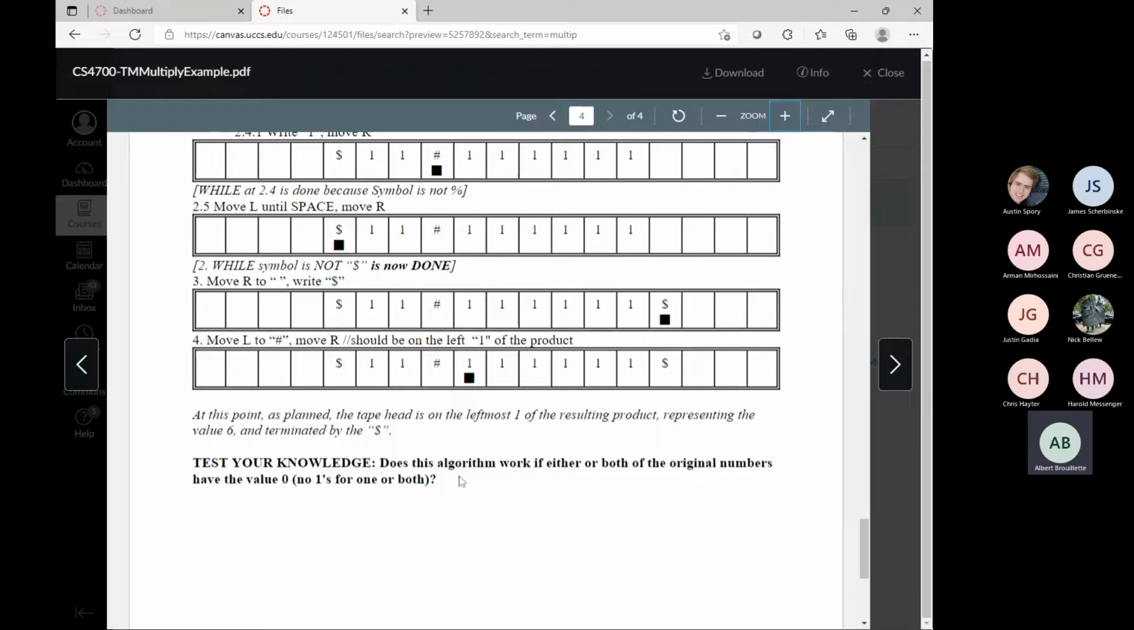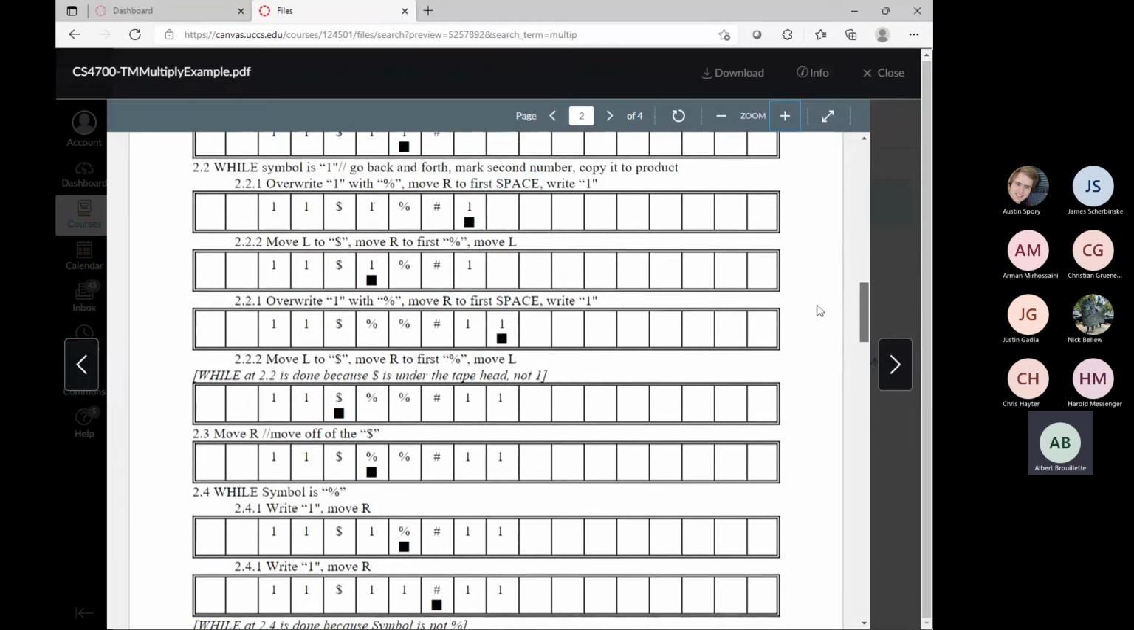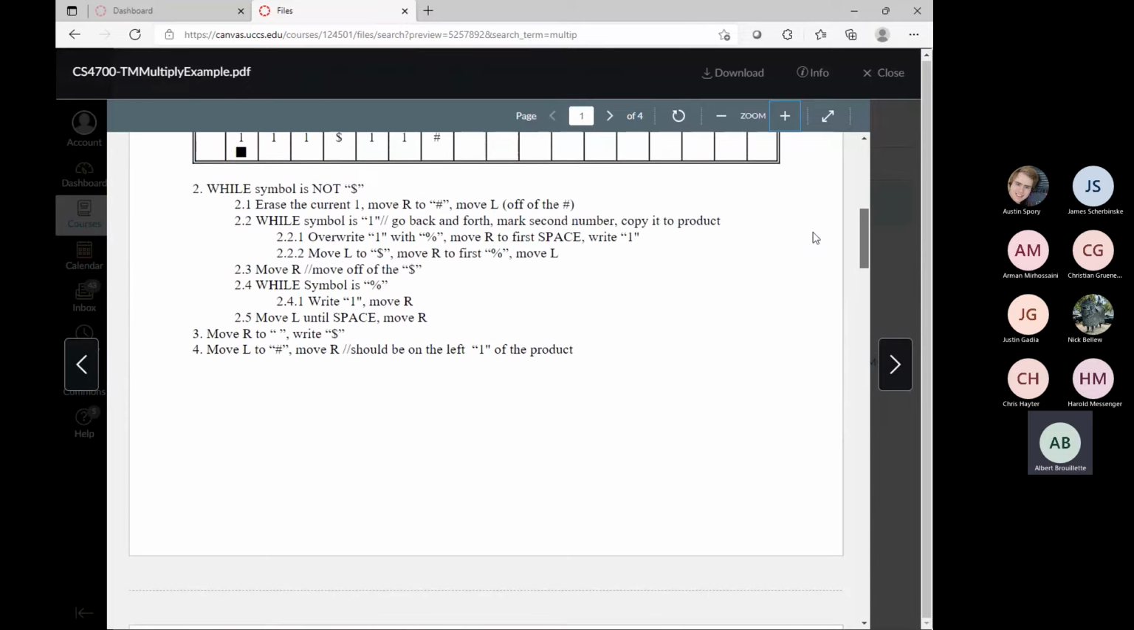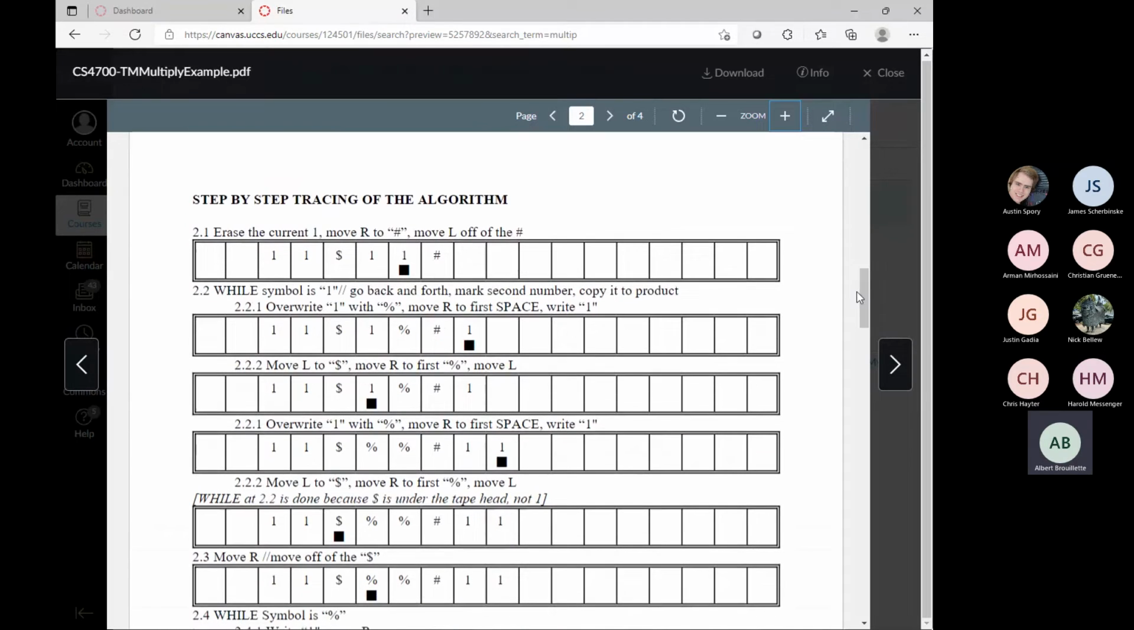So if you look at this, a question to ask yourself is whether this will work if either or both of the original numbers have value 0. If there are no ones in there, if you just have a head sitting on a $, let's see, the original configuration. If you just had the $ followed by the $ followed by the pound sign, would you get 0 as the right answer and be sitting on it? So that's a little challenge for you to look through.